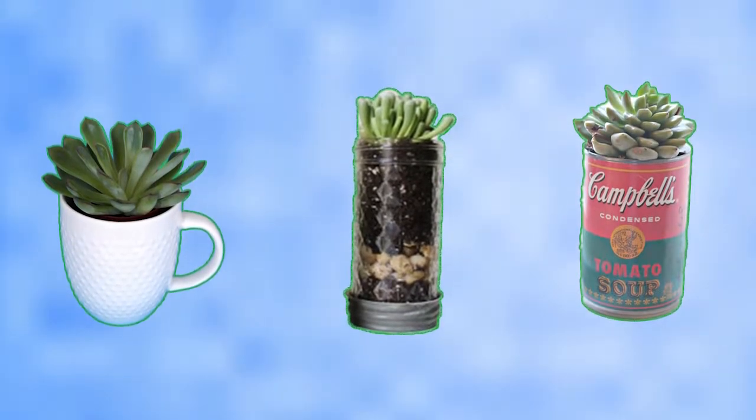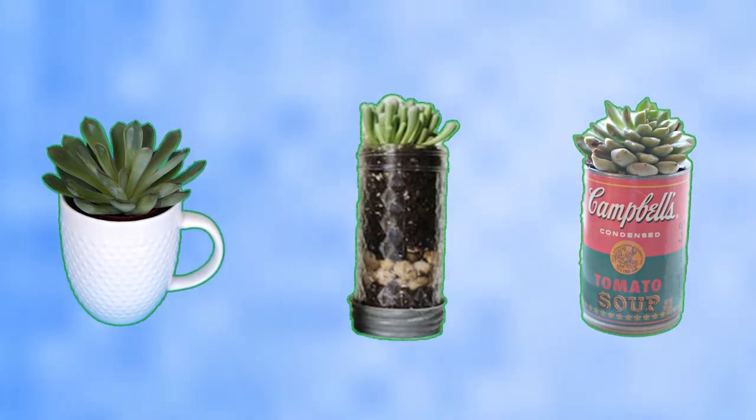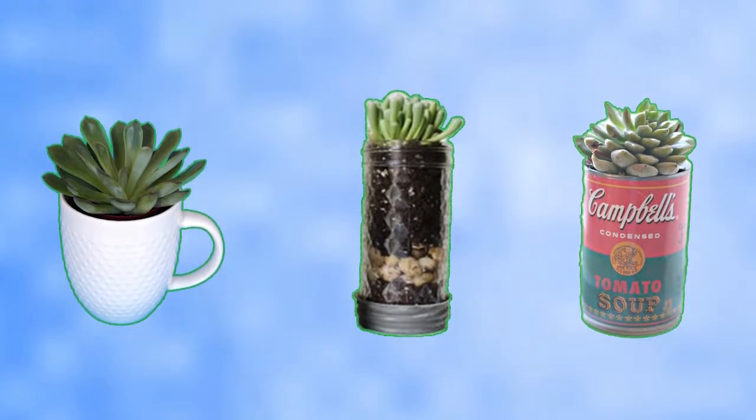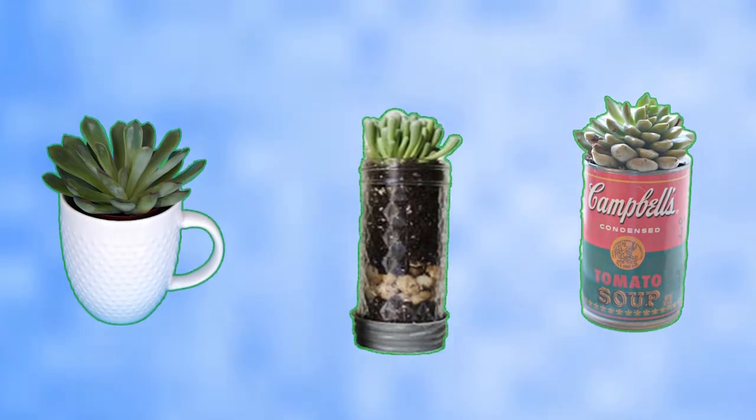Sure, you might think a mug, mason jar, or soup can would make a cute pot for planting. However, it is critical that any container you choose has proper drainage. To explain why, we first need to talk about how plants drink water.